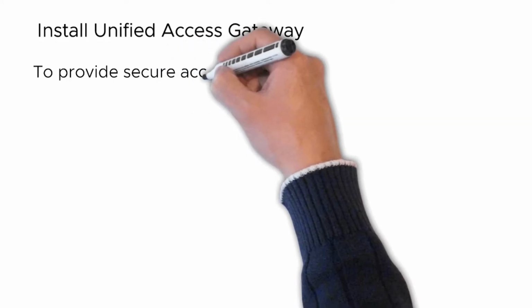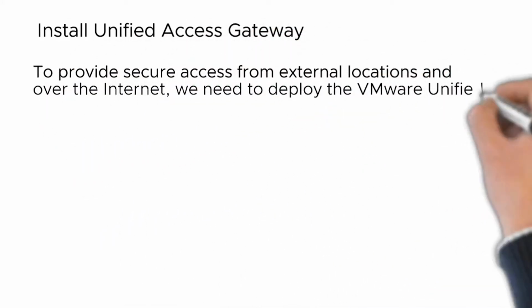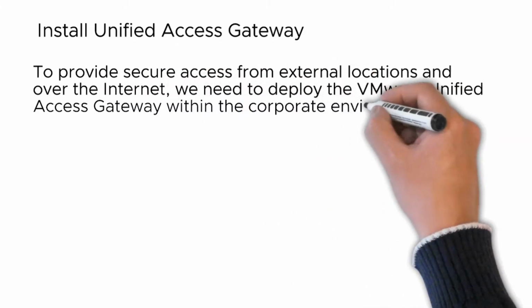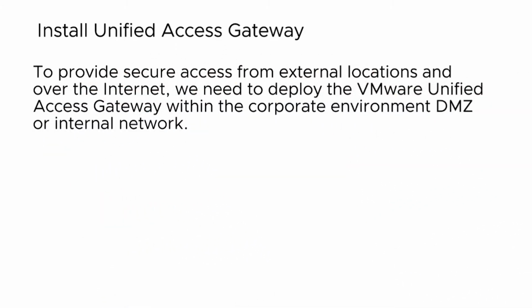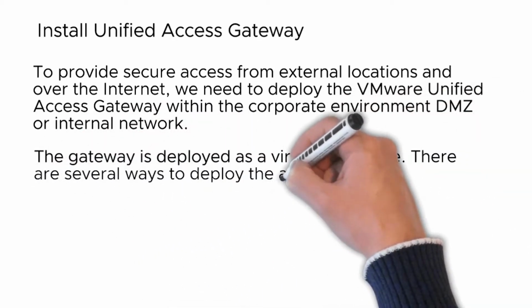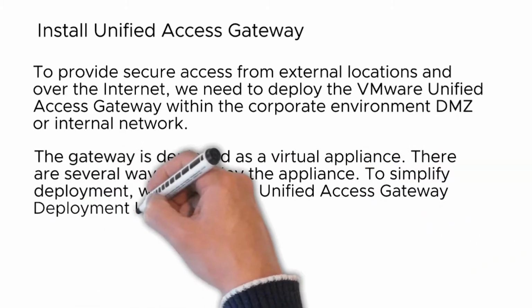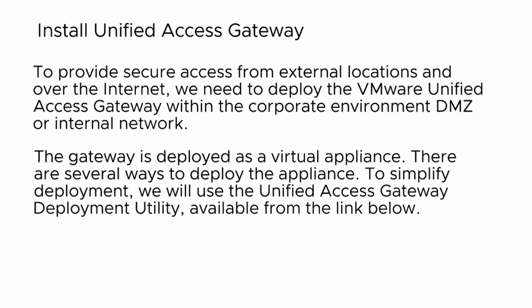To provide secure access from external locations and over the Internet, we need to deploy the VMware Unified Access Gateway within the corporate environment DMZ or internal network. The gateway is deployed as a virtual appliance. There are several ways to deploy the appliance. To simplify deployment, we will use the Unified Access Gateway deployment utility, available from the link below.